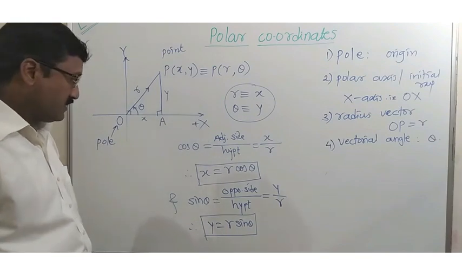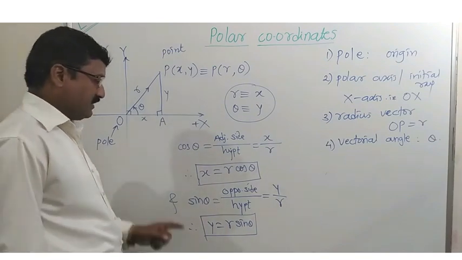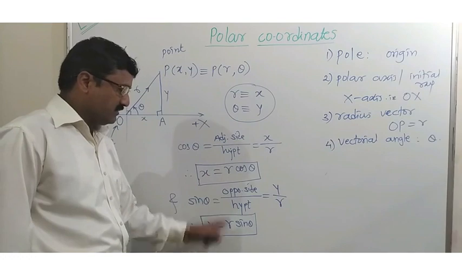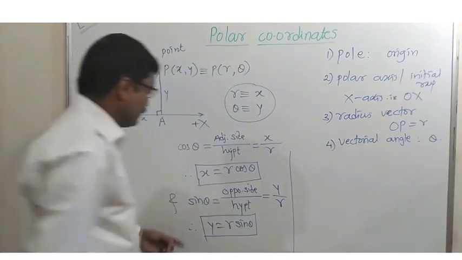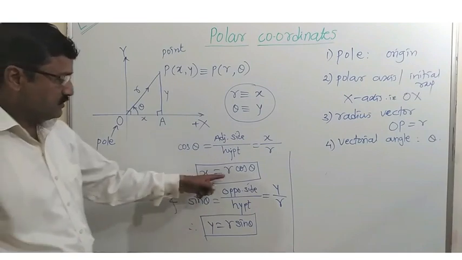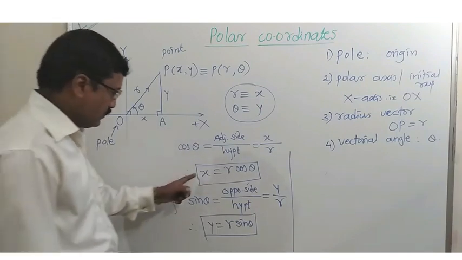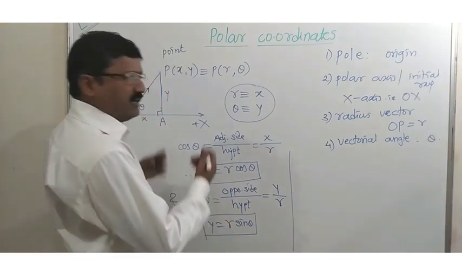Let us find the relation between theta and xy. Means we will eliminate this r from these two. For that, what we have to do? Just take the division so that r will get cancelled here. So x upon y, or we can take y upon x.